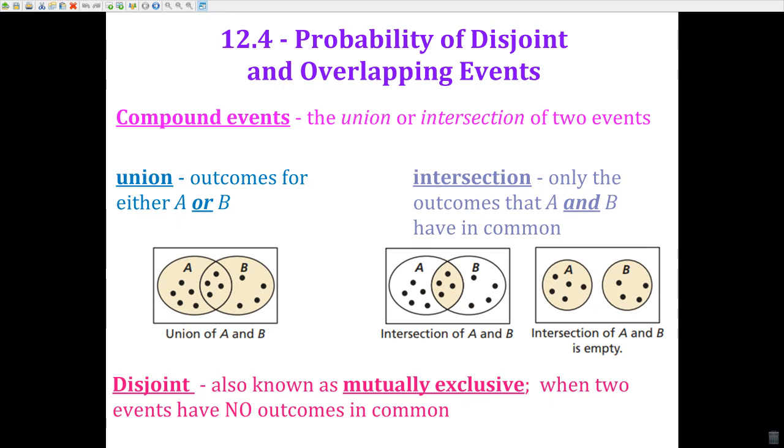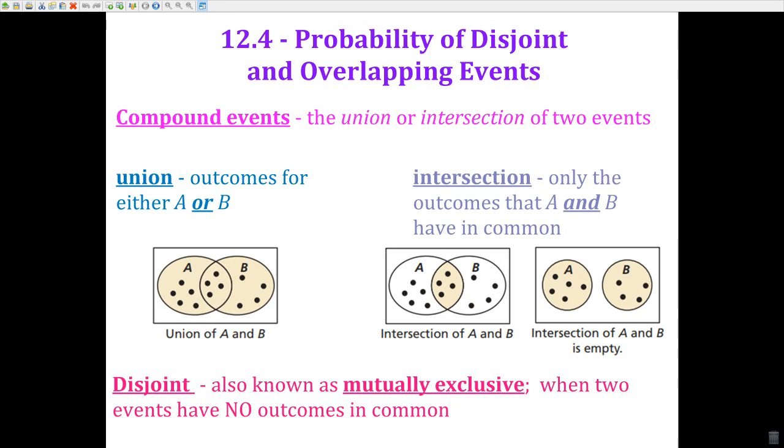12.4, probability of disjoint and overlapping events. You will probably have to draw some pictures or lay out some different scenarios on your paper before you start throwing numbers in. It's just the nature of probability to help many people out, including myself. But here we go. Compound events.